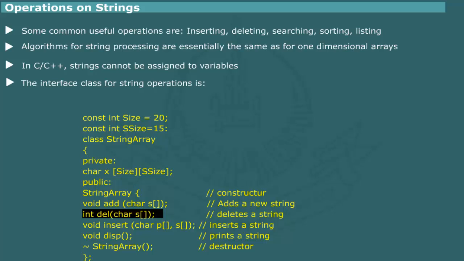Del removes an existing string from the array. Insert adds a new string to the array in a specified order. And disp prints the strings. Code skeleton for the basic class functions is given in the demonstration.